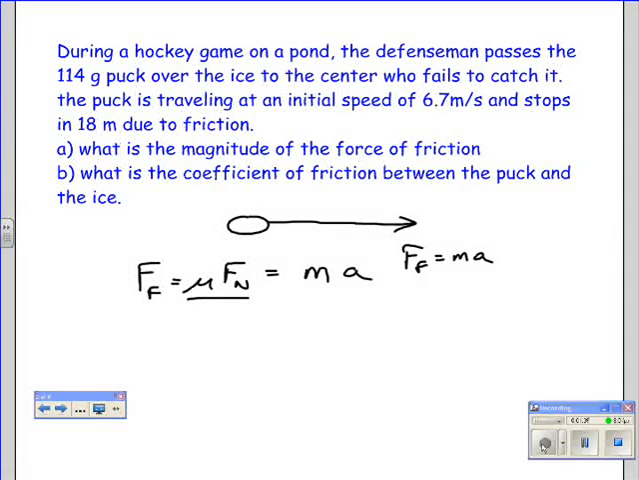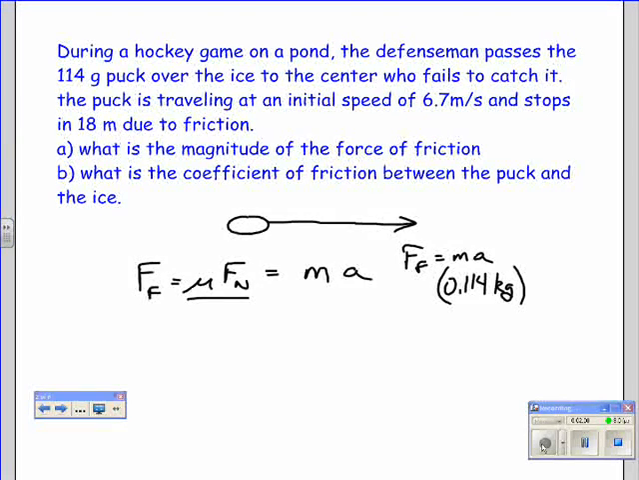114 grams? Can't use that because we have to have kilograms. Its mass is 0.114. We have to use kilograms. Now, do we know what the acceleration of the puck is? No, I could find it though, right?